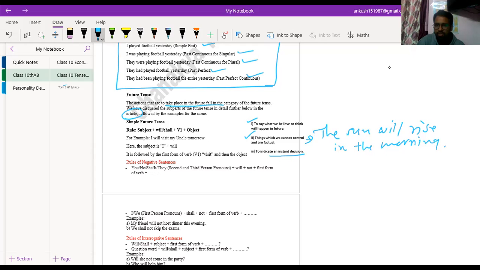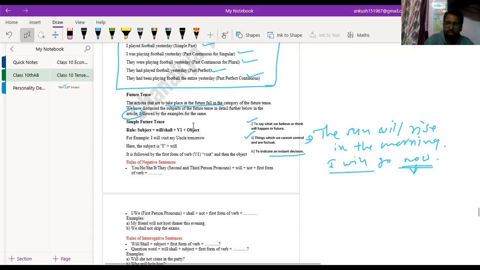And to indicate an instant decision, sometimes we have to take an instant decision. No, I will have to go now, or I will go now. This is a simple sentence, I will go now. This is an instant action. Now in this sense, it is referring to the time which is in the present, but still I'm telling this action using the future tense. Understood? So just have a look at the rule of the sentence: subject plus will or shall.